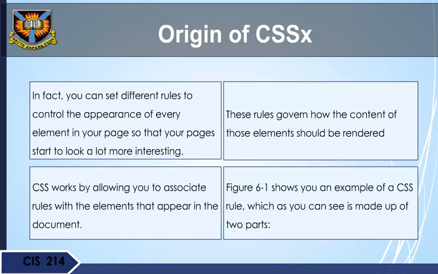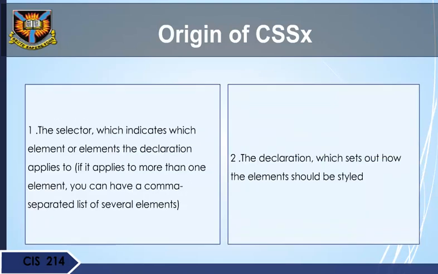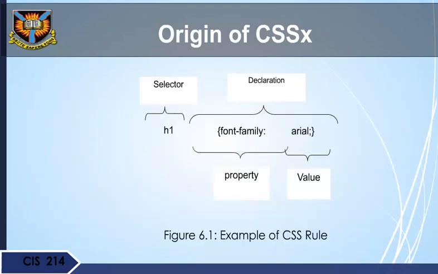Figure 6.1 shows you an example of a CSS rule which, as you can see, is made up of two parts. 1. The selector, which indicates which element or elements the declaration applies to. If it applies to more than one element, you can have a comma-separated list of several elements. 2. The declaration, which sets out how the element should be styled. Figure 6.1, example of CSS rule.